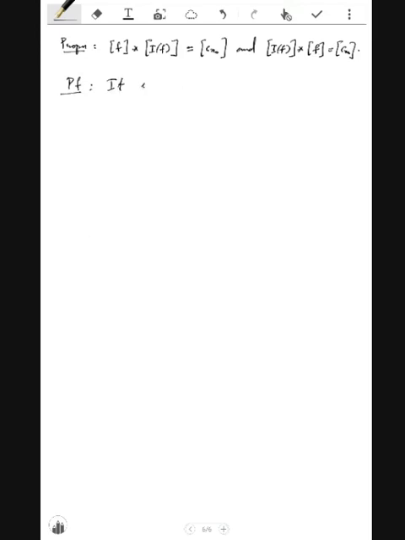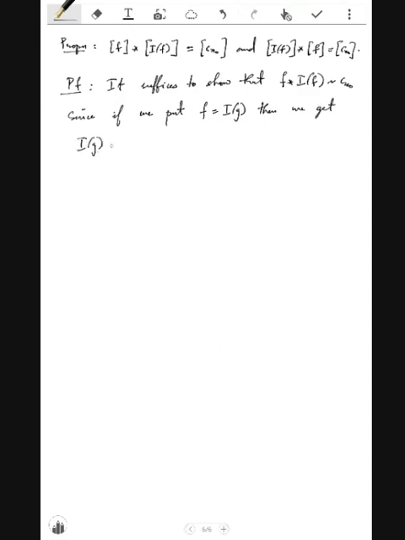So it suffices to show that f star I of f is homotopic to C x naught, since if we put f equal to I of g, then we get I of g star I of g... C x naught, but I of g is simply g, and that will prove the second part follows.